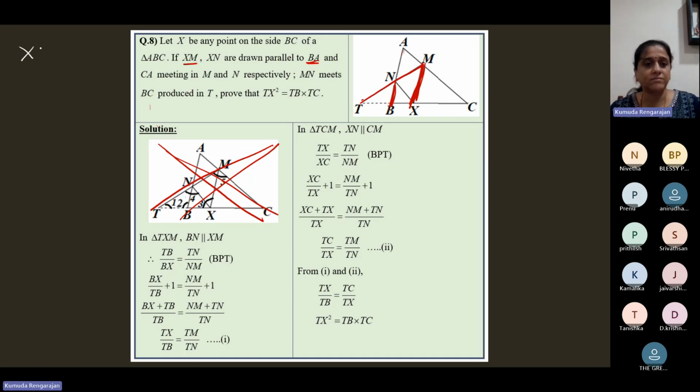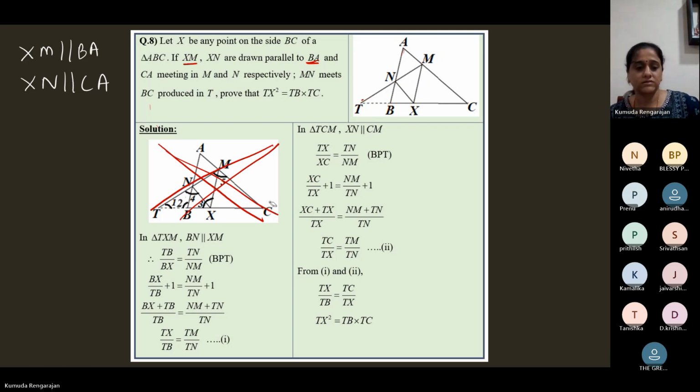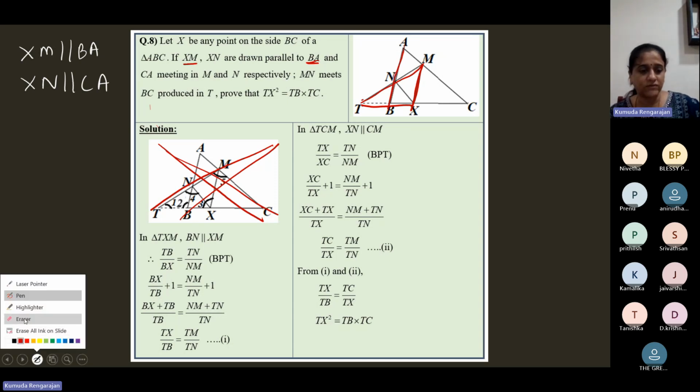We have XM parallel to BA and XN parallel to CA. Okay. So in this triangle TMX, what have we used? XM parallel to BA. See, this is BA, but the whole of BA is not there. That's okay, but we have a part of it.